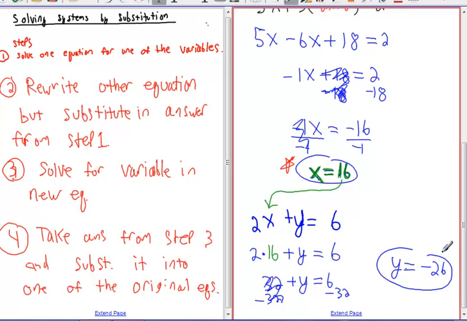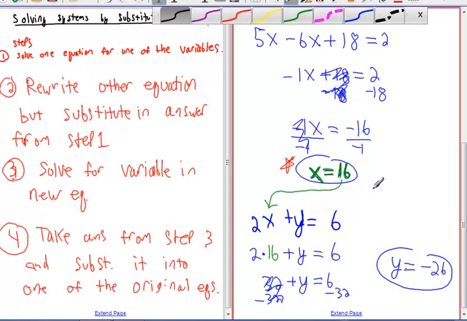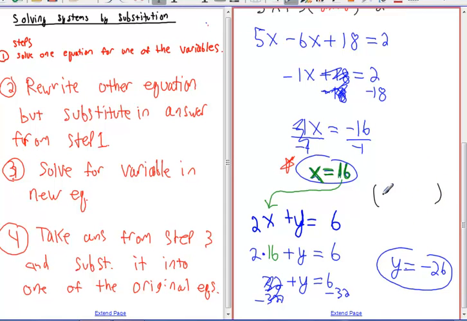So we have the x and the y. Now we just need to take those two things and write them as a point. So if we were going to write them as a point, we'd write x, comma, y. So this is the answer to that equation, or to the system of equations, sorry. So this is how you find the answer by substitution.